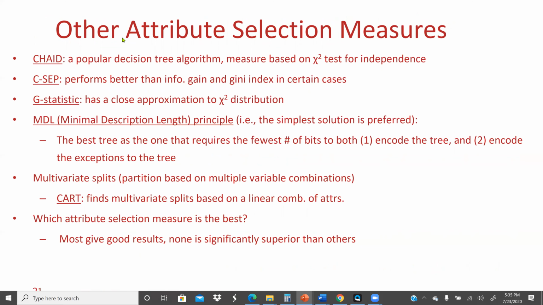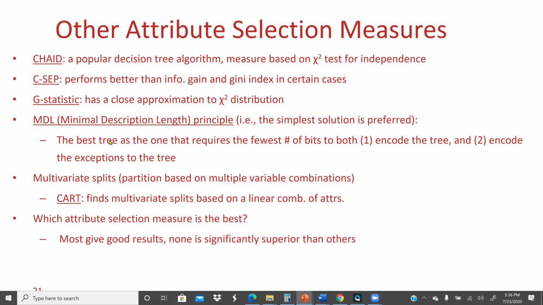Then we have other attribute selection measures. These normally are used for large scale decision tree algorithms such as CHAID. CHAID is based on the chi-square test concept, so here we say a measure based on the chi-square test for independence. Then we have C-SEP, which performs better than info gain and Gini index in certain cases. Then we have the G-statistic, which is a close approximation to the chi-square distribution.